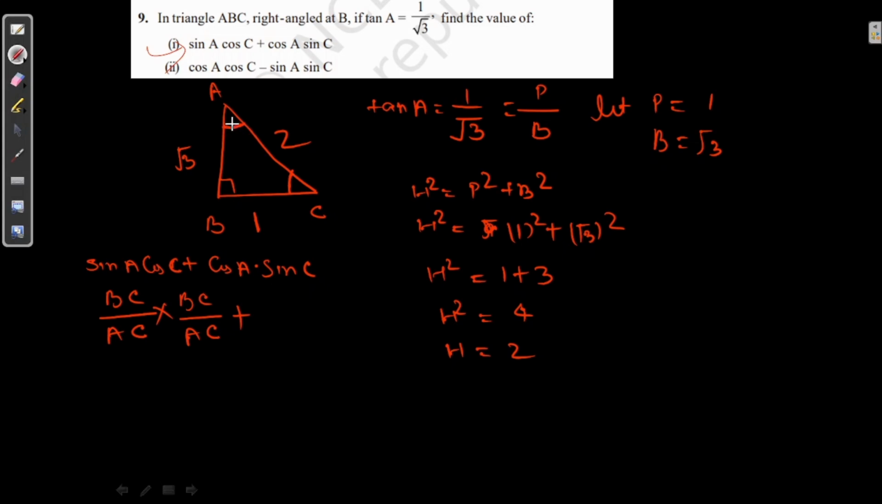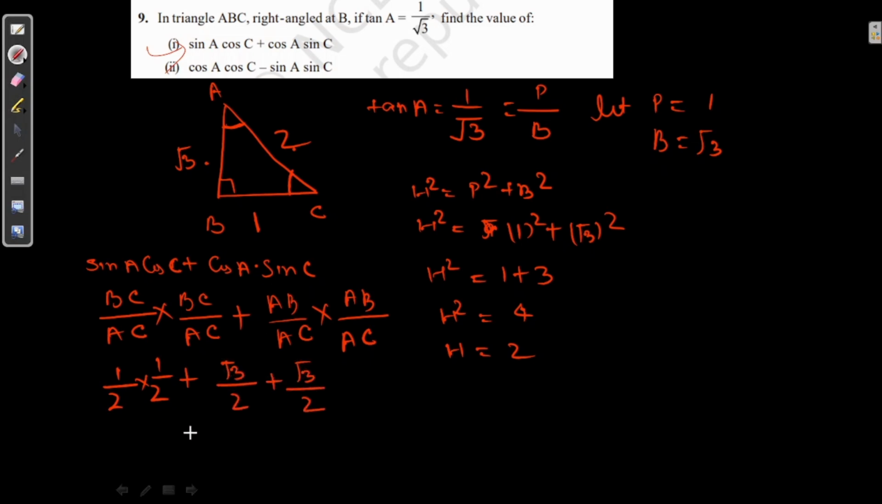For this angle, cos theta, base upon hypotenuse, base means adjacent one, it will be AB upon AC, and sin C, for angle C, sin theta is basically perpendicular by hypotenuse, so perpendicular will be AB and hypotenuse is AC. Now we have to put values only. The value of BC is 1, AC is 2, BC is 1, AC is 2, AB is root of 3, AC is 2, AB is root of 3 and AC is 2.